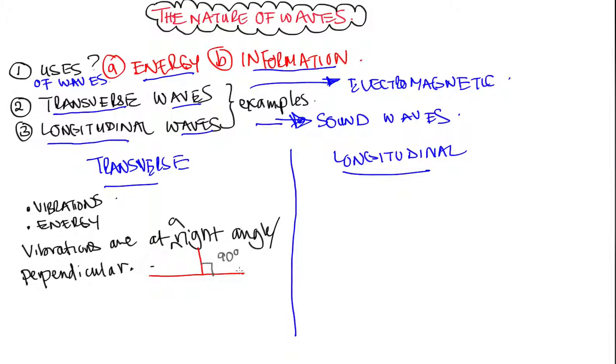So if this was the energy, this would be the vibrations. I'm going to need to use a different color for this. So this here would be the vibrations. So here we go. We've got the energy and the vibrations at right angles.